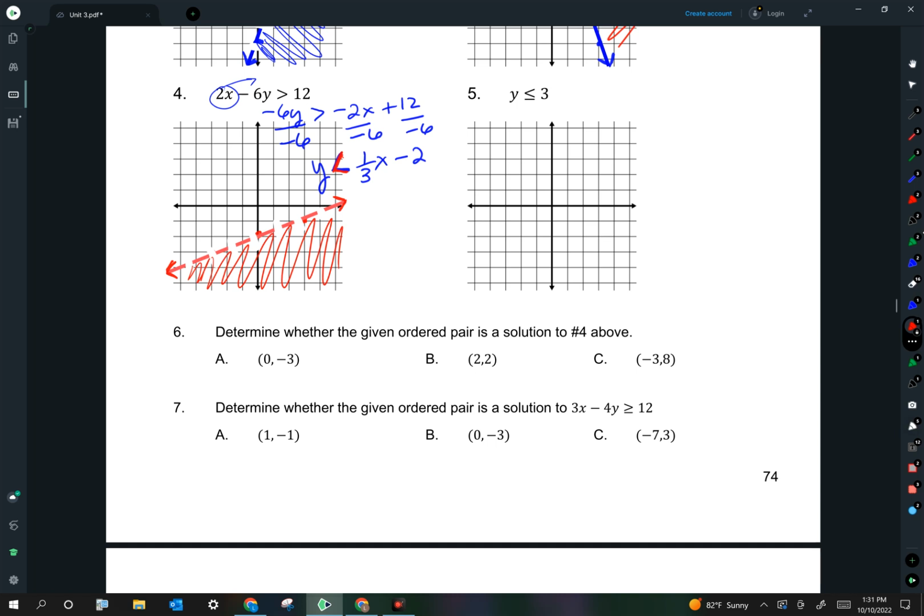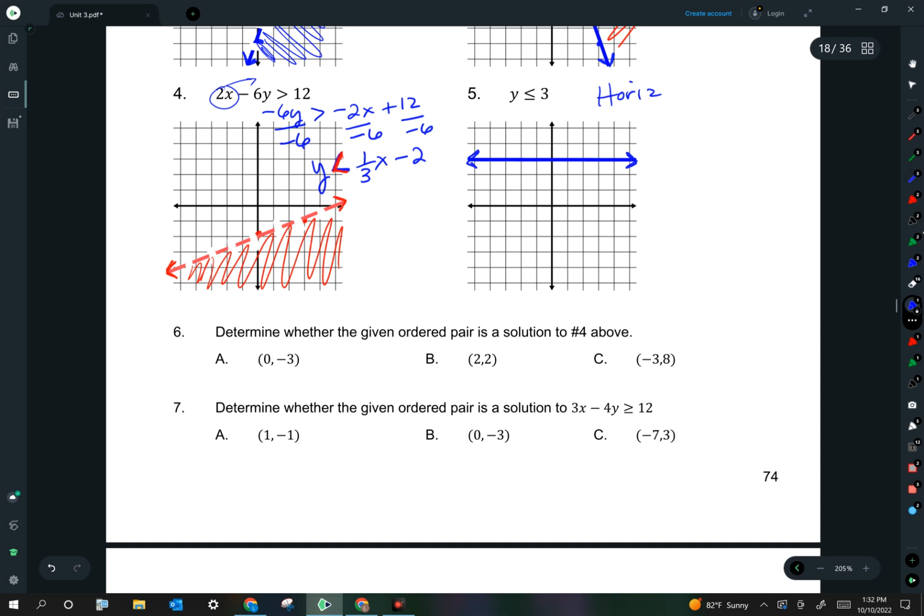Okay? When I look at number 5, y is less than or equal to 3. Well, notice on this one, I don't see an mx plus b. In fact, there's no x's. Well, remember what we said last class? If there's no x's, if it's just y, isn't it a horizontal line? So if I were to draw a horizontal line at 3 for y, there's a horizontal line at 3. Okay, and there's my line.